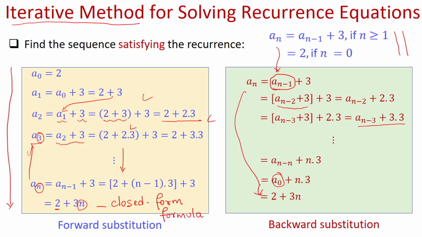The first method here is called the forward substitution iterative method. The second process here is called the backward substitution iterative method. Okay, so this is one of the simplest methods of solving recurrence equations.